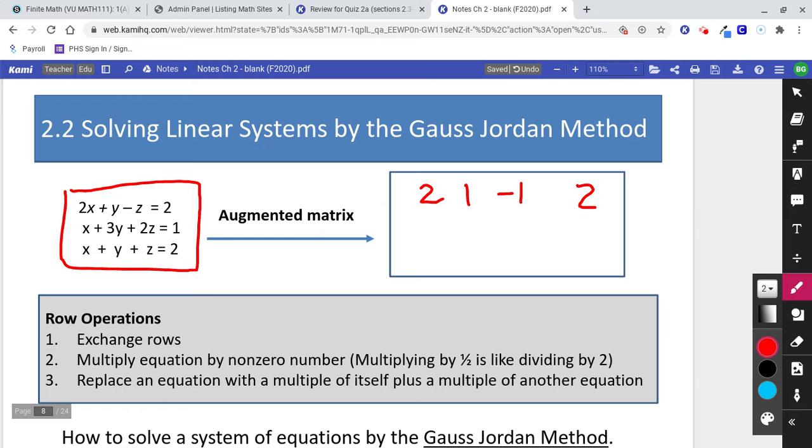Basically, we're going to draw a vertical line here to symbolize the equal sign. You may or may not need that, but we're going to draw it in there to symbolize the equal sign. Look at the second row.